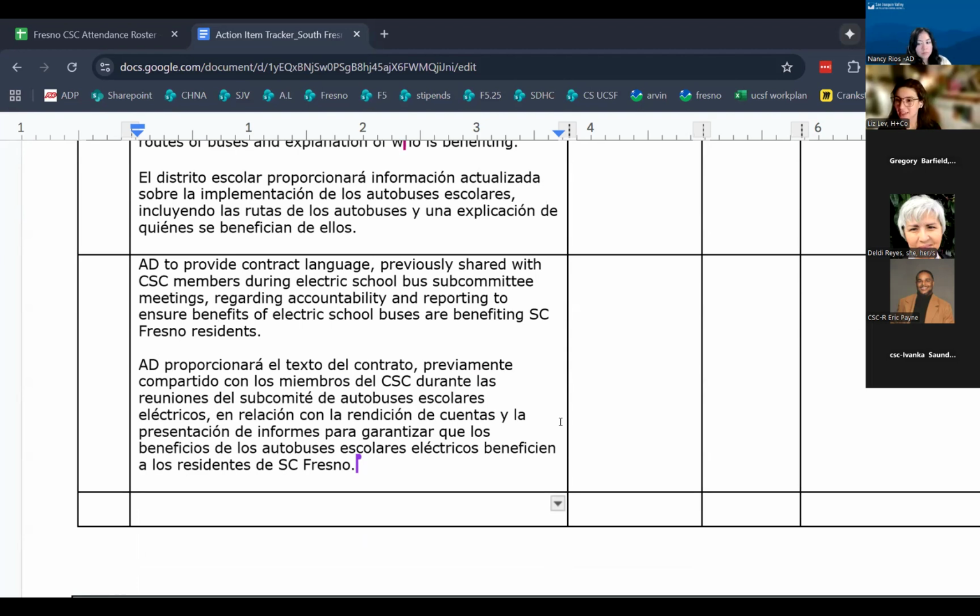So again, I'm just going to pause and do want to invite any of our CSC members to let us know if anything was not captured correctly or if we missed any action items that you would like us to track. Okay, I'm not seeing anything.